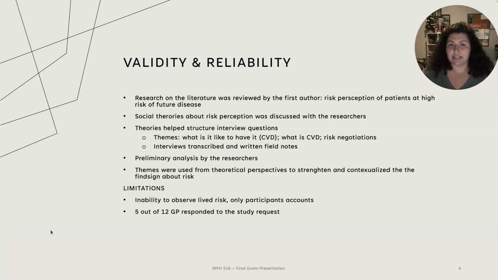Preliminary analysis was done by the researchers as well, and then the themes were used from theoretical perspectives to strengthen the findings about risk. Some limitations that were also mentioned within this were the inability to observe live risk, and that you can only use what the participants said, so they didn't get to physically see or have the research and the study there. They had to use the patient's words and trust that what they were saying was true.